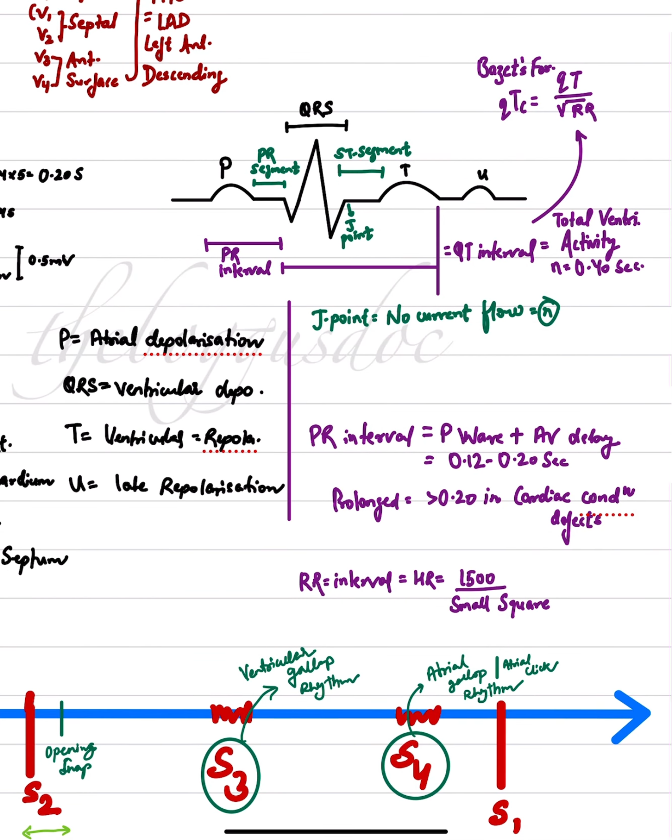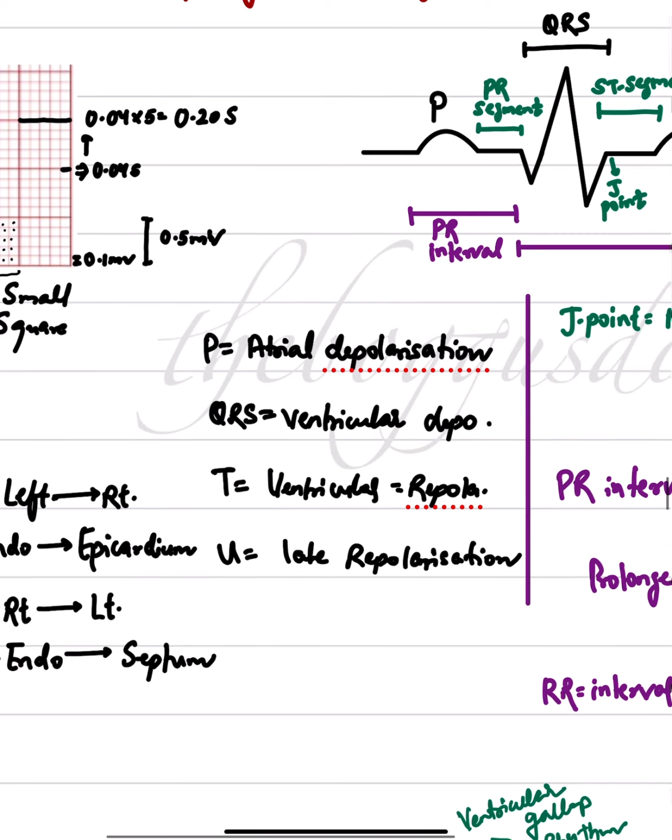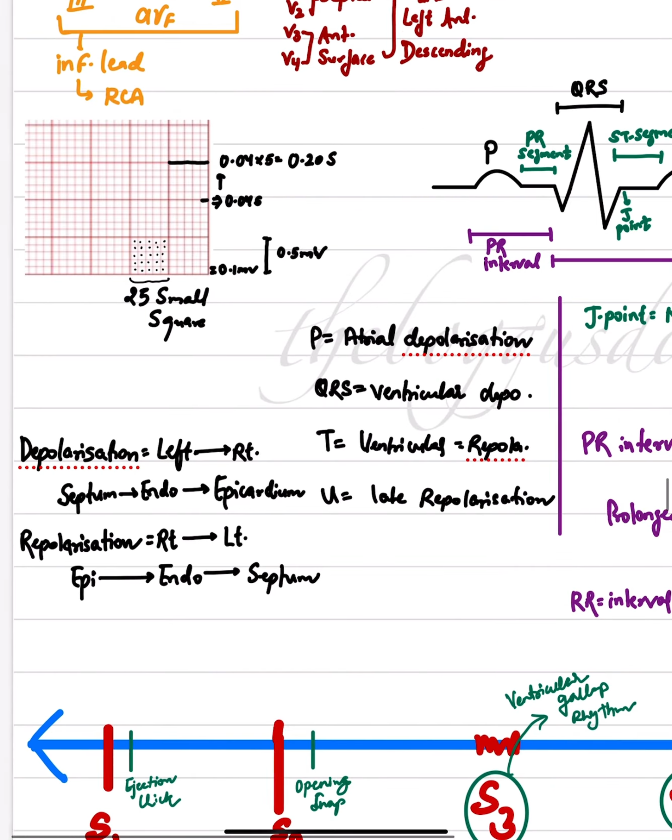At the J point there is normally no current, but in an ischemic patient or in ST elevation MI, you can see elevation at the J point. What does the P wave represent? It is atrial depolarization. QRS is ventricular depolarization, the T wave is ventricular repolarization, and U is late repolarization.